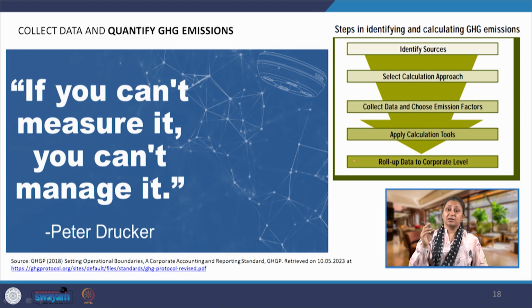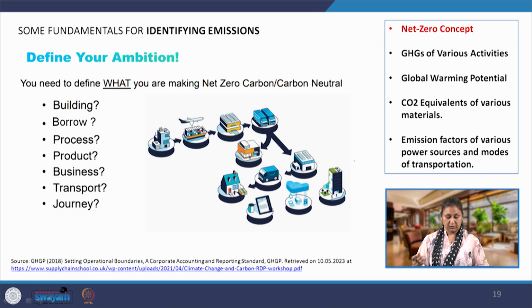We have seen the first step as identify the sources, that is part of the inventory identification. We go ahead and select the calculation approach. How do we calculate? Then we collect the data and choose emission factors, we apply them and we put up that data. This is within the corporate that we put up to the higher authorities. Now, how do we identify these emissions?